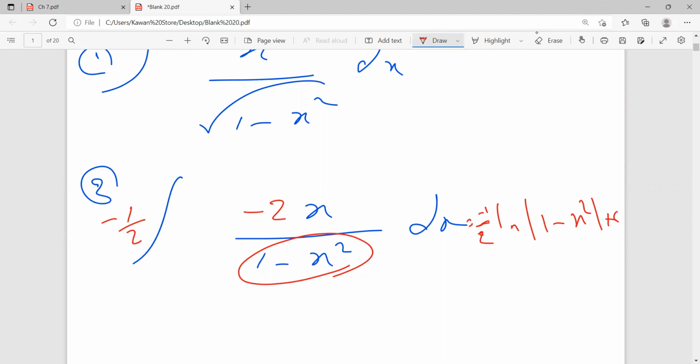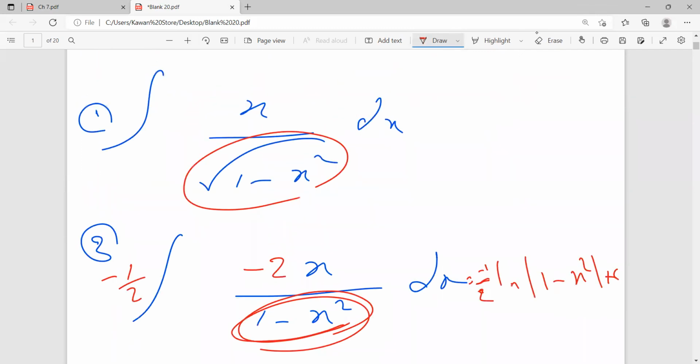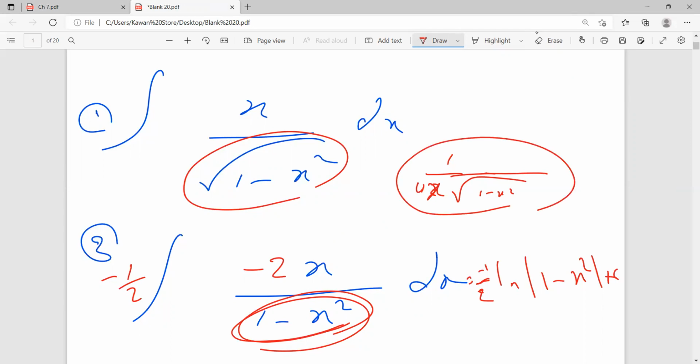Understood? Why? Because the derivative of here is equal to what? It's not equal to 2x. Am I right? It is equal to 1 over 2 square root of 1 minus x squared, multiplied by 2x. This is the derivative of the denominator. Did this one exist in the numerator? No, we have just 2x. So I cannot solve by ln.